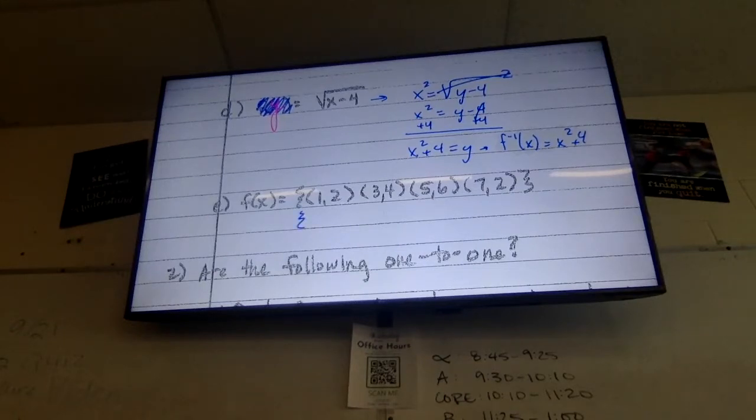Good. So if my first point was 1, 2, what will my inverse of that be? 2, 1. Awesome. So again, I have an x and a y. I'm just going to flip those. So I'm going to do that for every single point. So my next point should be what? 4, 3, awesome. And then I should have 6, 5, and then 2, 7. Very good. And that is my f to the negative 1 of x.